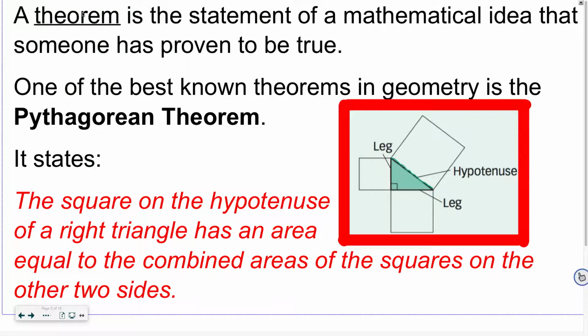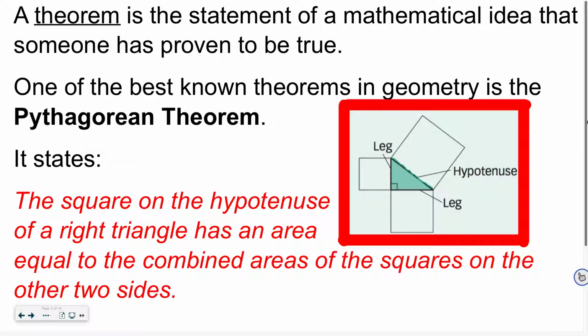Okay, so the first thing we're going to start with, today we're focusing on the Pythagorean theorem. Some people are like, what is a theorem? A theorem is actually a statement, a mathematical statement that someone proved was true. So the Pythagorean theorem was found true by Pythagoras, way back in the day.